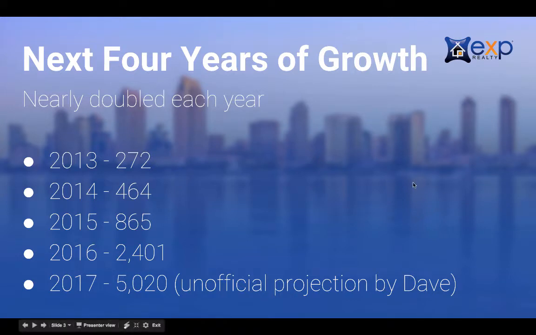Again, going back to 2013 when I got here, we had 272 agents. At the end of 2014, we had 464.